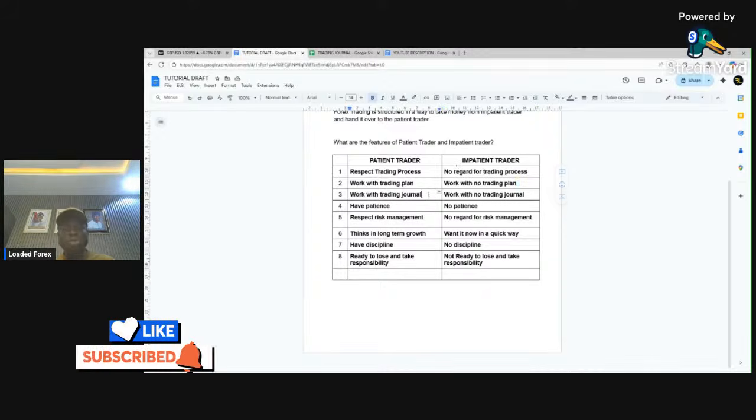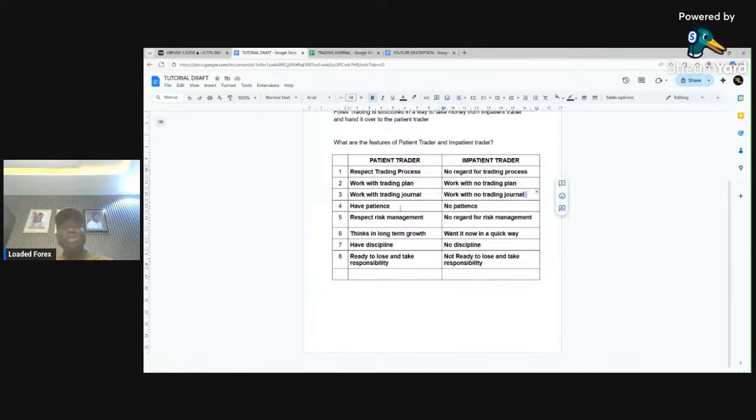The third one, a patient trader works with a trading journal. Don't worry, if you don't understand trading journal, I will show you everything after this session, right? So the third one, impatient traders work with no trading journal.